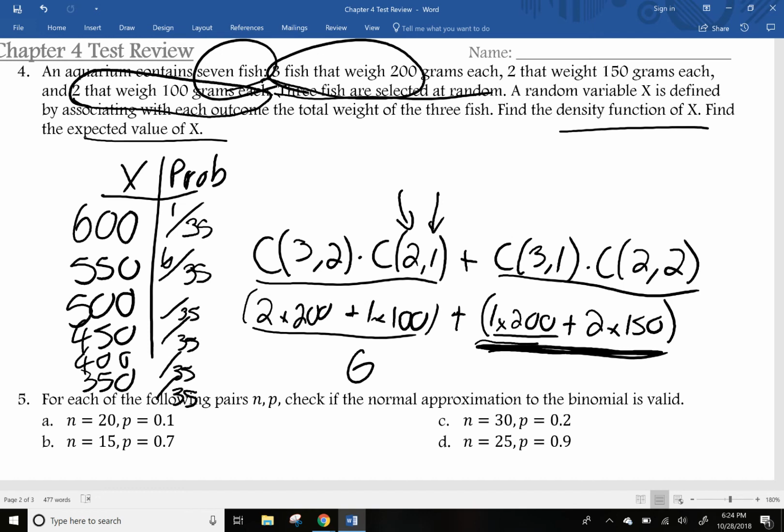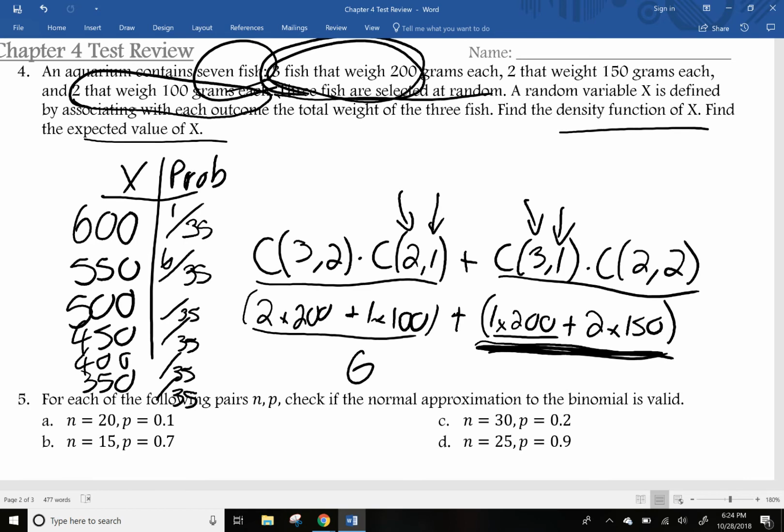And then this other one says, okay, 1 fish that's 200 grams, so there are 3 that weigh 200, and you're picking 1 of them. And then 2 of the 150, so there are 2 in total that weigh 150, and you're choosing both of them, just to explain where those numbers come from again. So that is 3. So 6 plus 3 makes 9 ways in total.